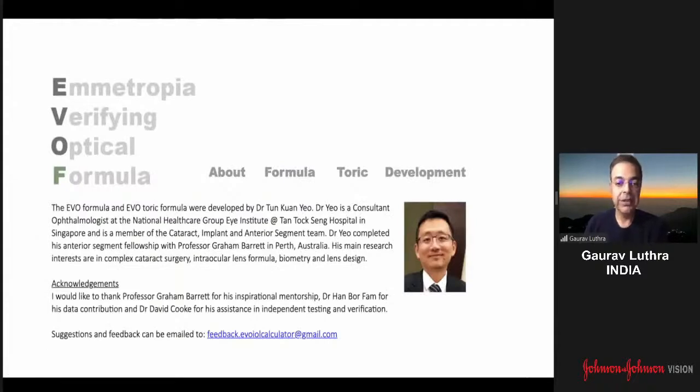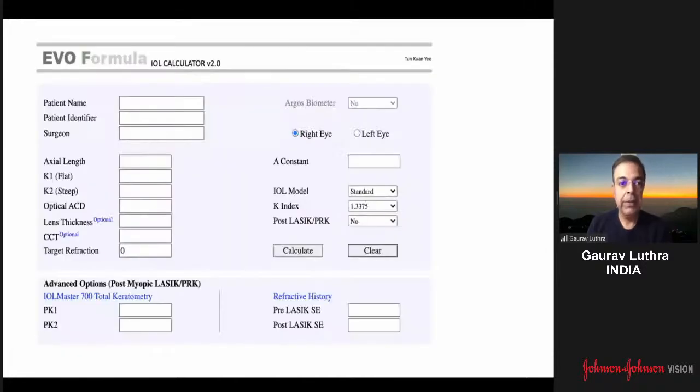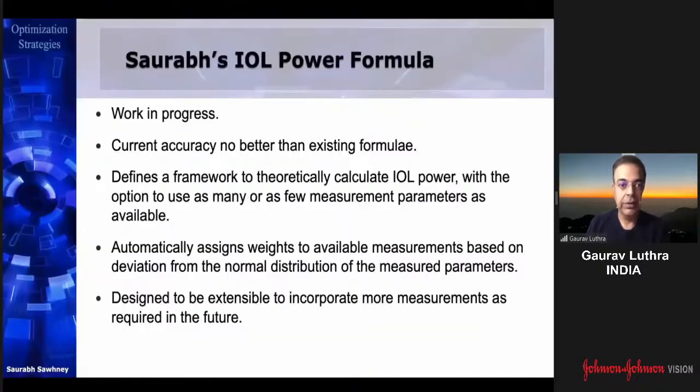And then we have my friend Fam's formula, the Evo formula, which again is thought to be one of the contemporary very good formulas, and it is known as the Emmetropia Verifying Optical formula. It's basically based on the theory of emmetropization and generates an emmetropia factor for each eye. We won't go into the details, but this is another formula which is available online, and these are the fields required for this formula. So this can definitely be another formula which you can consider.